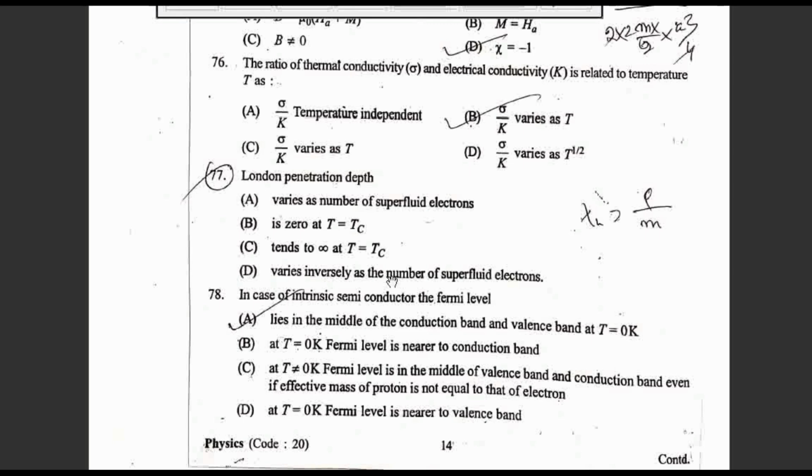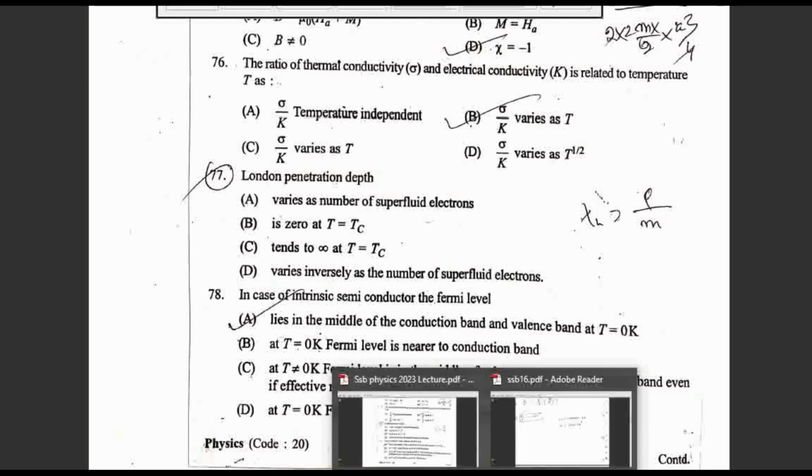Before answering this question, you should keep in mind what the London penetration depth is. It is a depth or characteristic distance inside the specimen at which the penetrated external magnetic field decays to 1 by e of its maximum value. So see the solution.